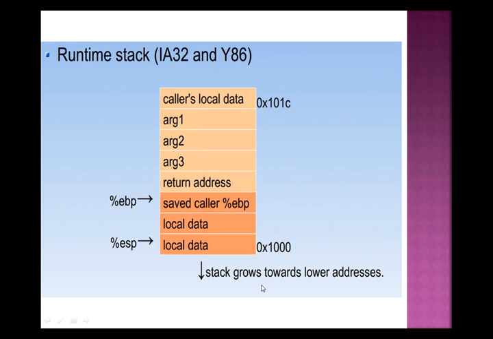The next point says the stack grows towards lower addresses, which means it moves from the top to the bottom. First of all this one, then argument 1, then argument 2, then argument 3, then the return address, save the caller's EBP, then local data, and then using the stack pointer.